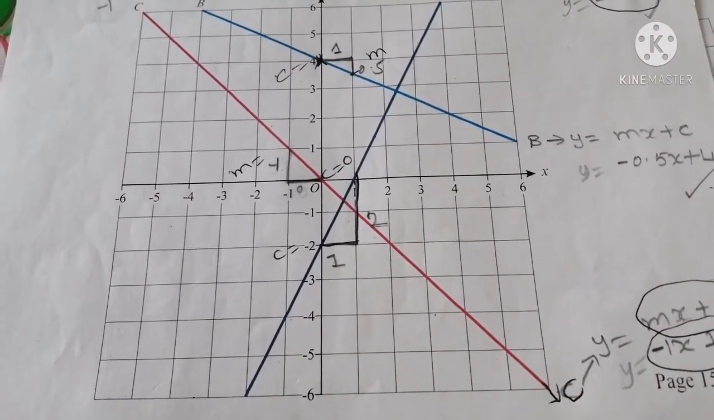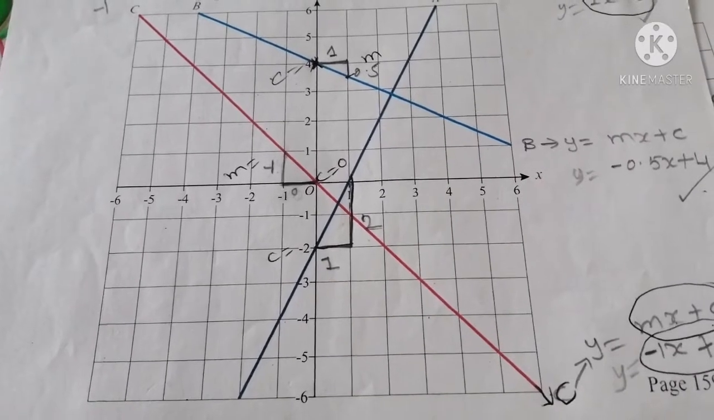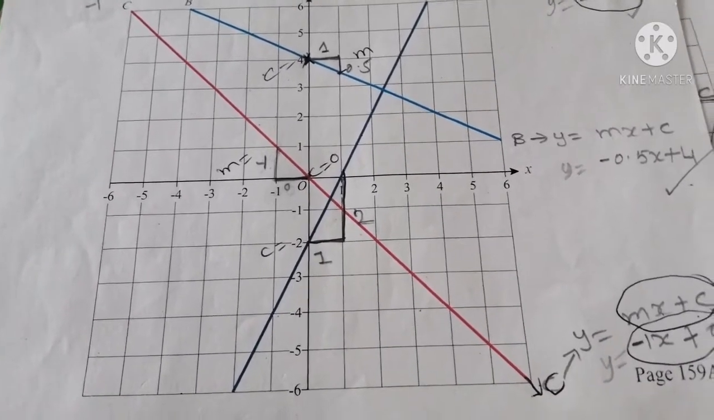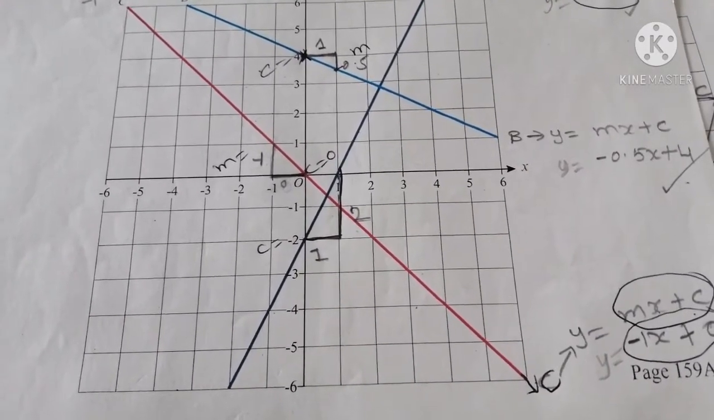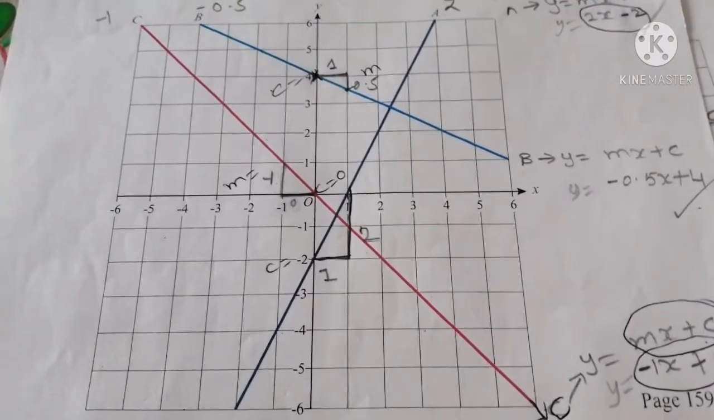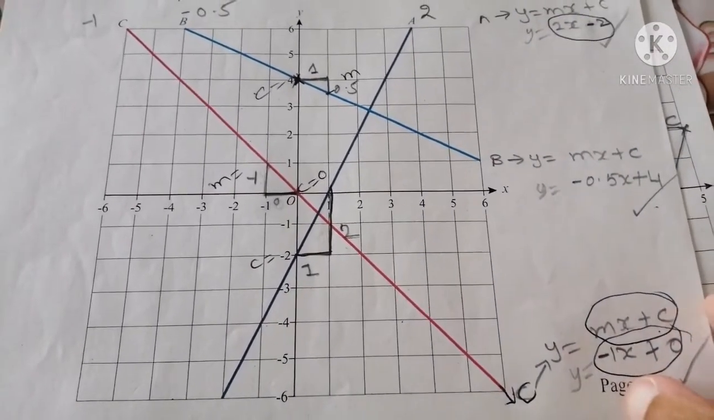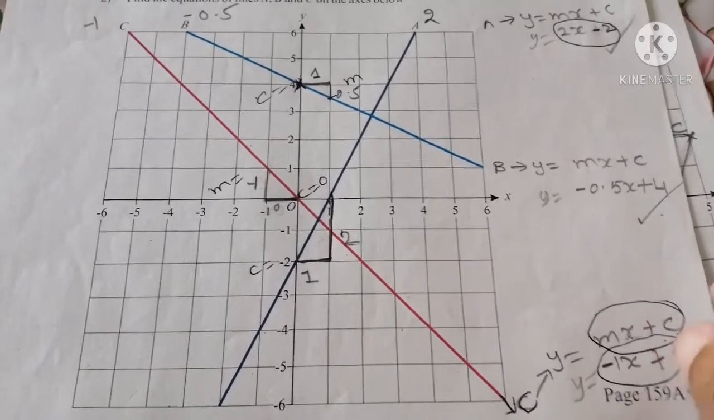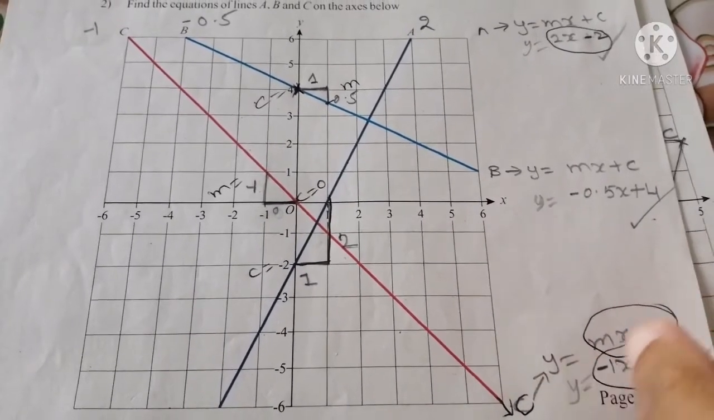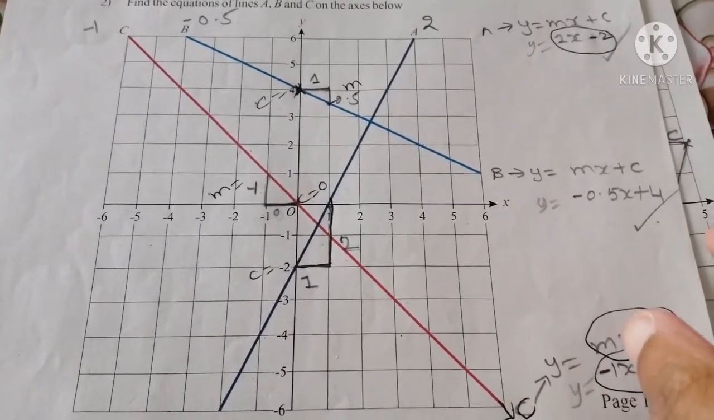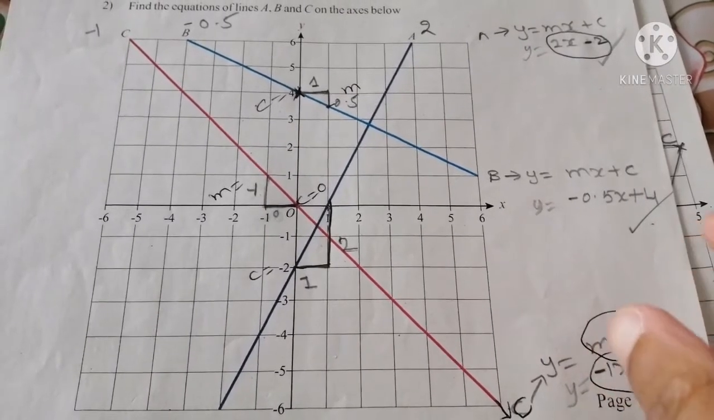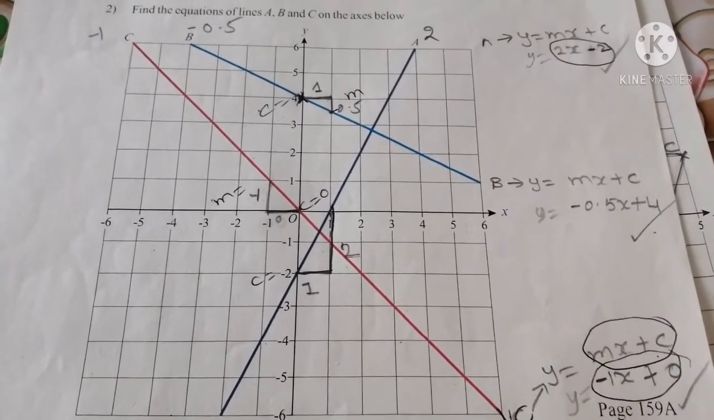So this is the way we will solve finding the equation of a straight line, and how to find the gradient, how to find the c, and if the examiner gives some values, then how can we arrange that into the y equal to mx plus c formula.